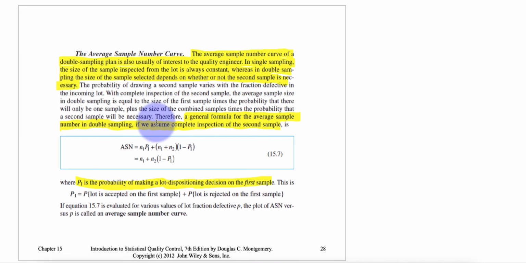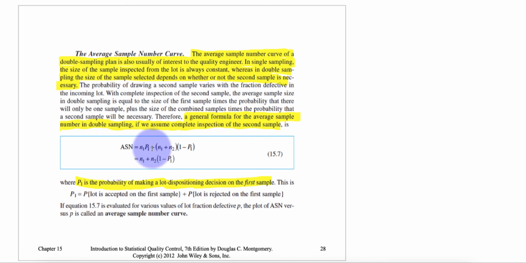To calculate the values, we will take the first sample. Okay, this is the first sample, the number of units in the first sample. And this is the P1, and P1 is the probability of making a lot disposition decision on the first sample. Either we accept the lot, or we reject the lot. Okay, so either the lot is accepted or the lot is rejected on the first sample, and we take these probabilities and sum them up, so we find the P1 value.